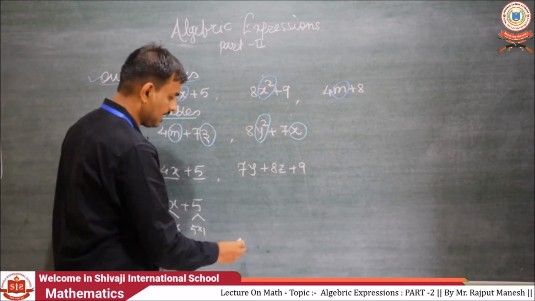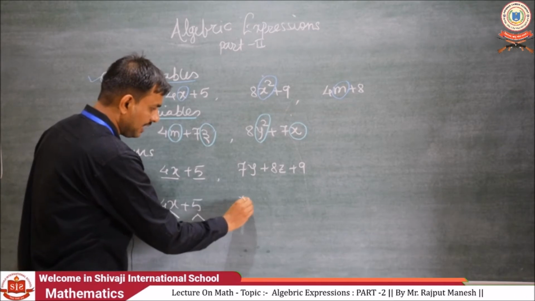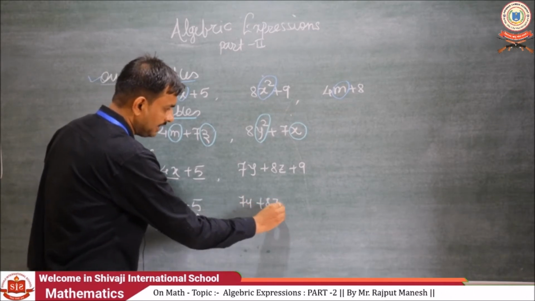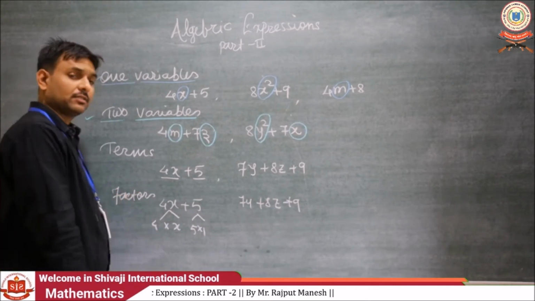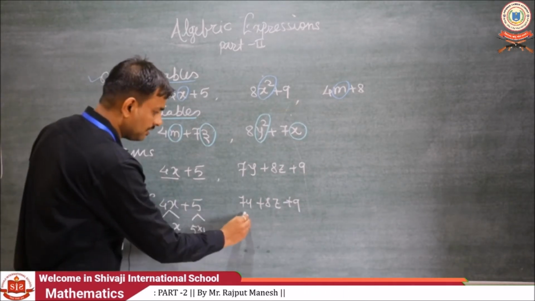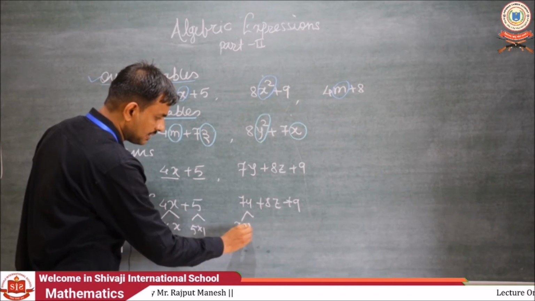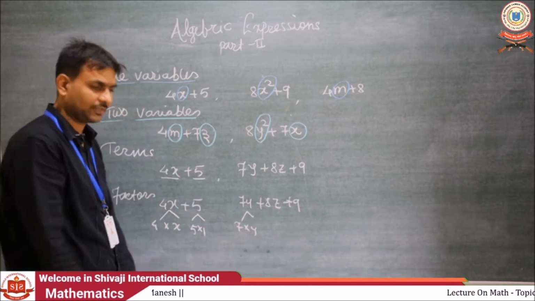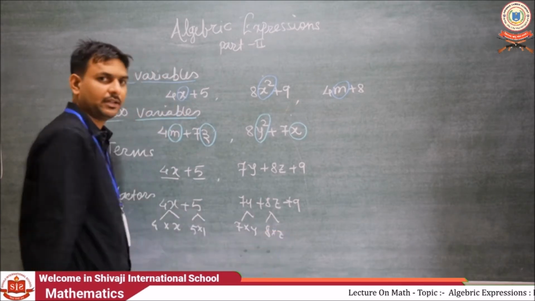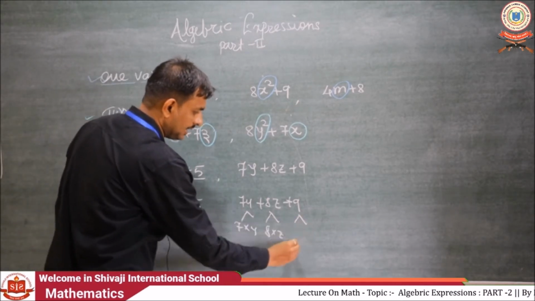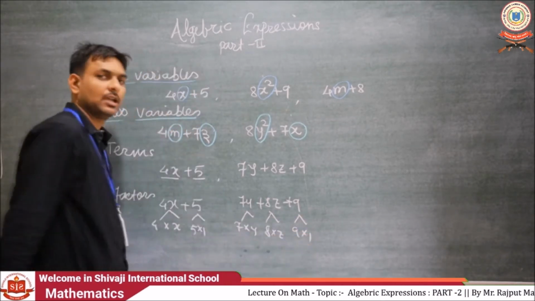Now take 7y plus 8z plus 9. With the same example, I will continue to explain the factors. What will be the factors of 7y? Obviously, 7 multiplied by y. Here the factors of 8z are 8 multiplied by z. And what will be the factors of 9? Yes, 9 multiplied by 1.